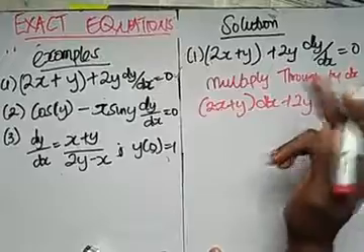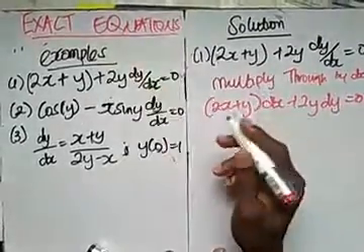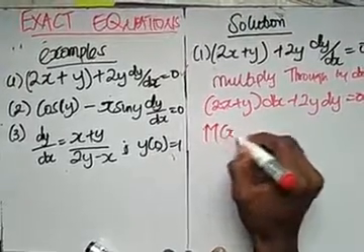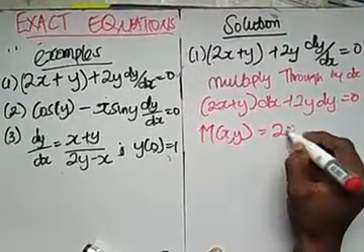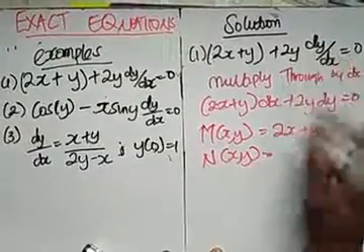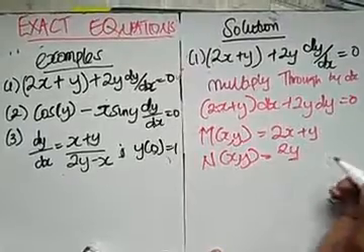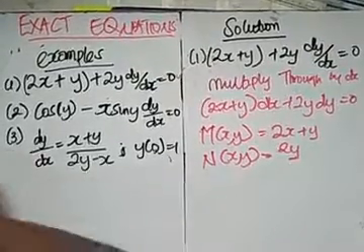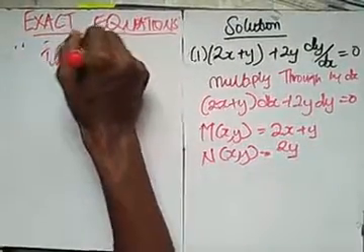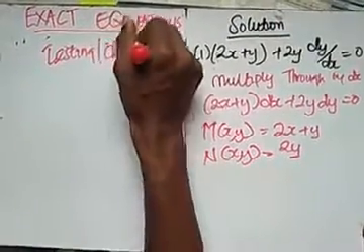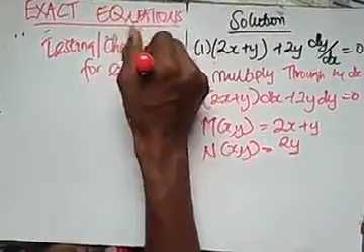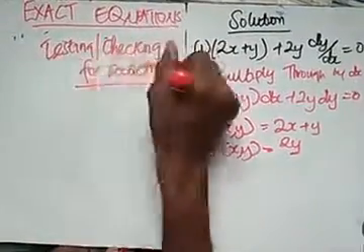So you compare it with the exact equation format, where M(x,y) equals 2x plus y, and your N(x,y) is equal to 2y. So our second step is to check for exactness, testing for exactness of the equation. So how do we check for exactness?